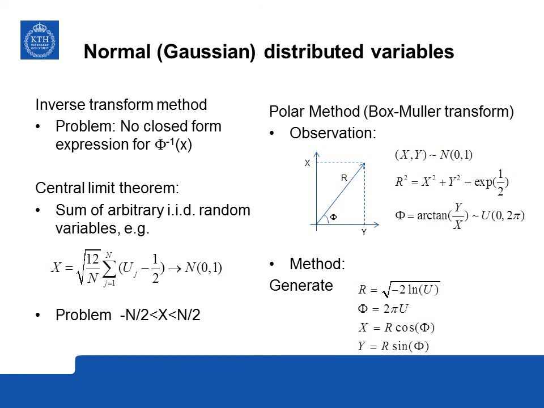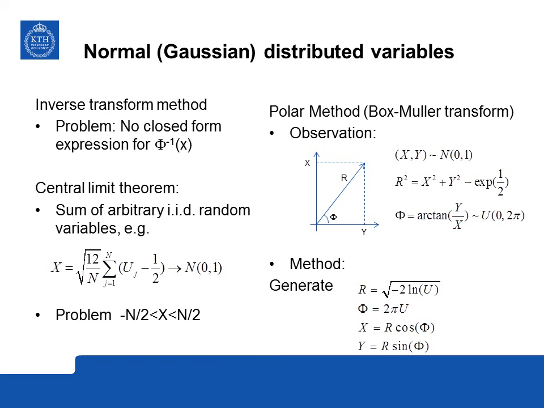x squared plus y squared, and if x and y are normal distributed variables, this will be an exponentially distributed variable with intensity 1 over 2. It will have twice the power, or twice the variance of the individual components, or the variance will be 2. And the angle phi, which is the arctangent of y over x, will be a uniformly distributed variable over 0 to 2 pi.